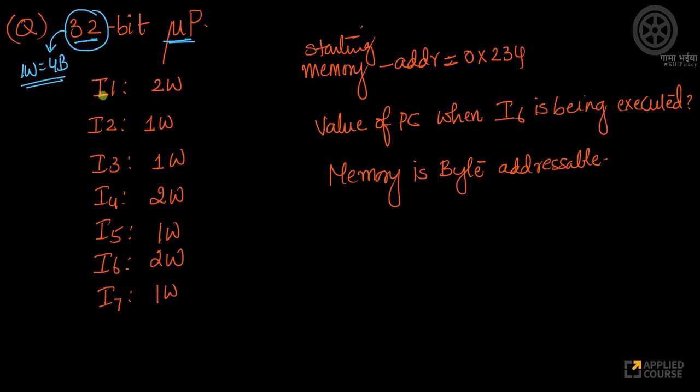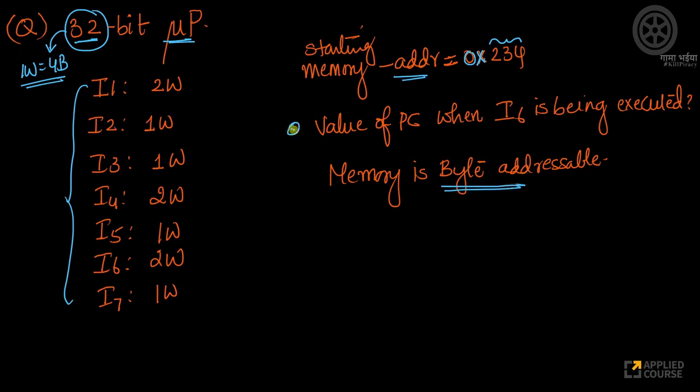So let's assume I have a program where instruction 1 is 2 words, instruction 2 is 1 word, instruction 3 is 1 word, and so on. I have 7 instructions here. Now let's assume this whole program is loaded into the main memory and the starting address is hexadecimal 234. 0x basically means hexadecimal. And the memory here is byte addressable. This is very important. The memory is not word addressable. The memory is byte addressable, which means I can exactly fetch 1 byte if I want.